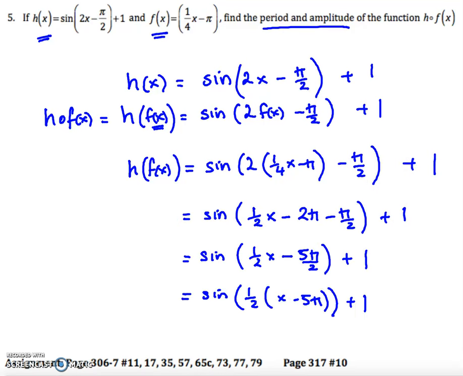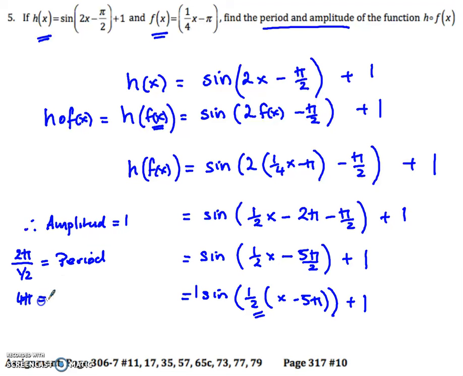So when you tidy up that function, you should end up with something that looks like this. And the key things to pay attention to here are really the leading coefficient, which is 1. That tells us that the amplitude has to be 1. And then the other key item here is this coefficient here in front of x. We know that normally 2 pi divided by that coefficient equals our period. And when you work that through, you're going to end up with 4 pi is your period for this composite function.